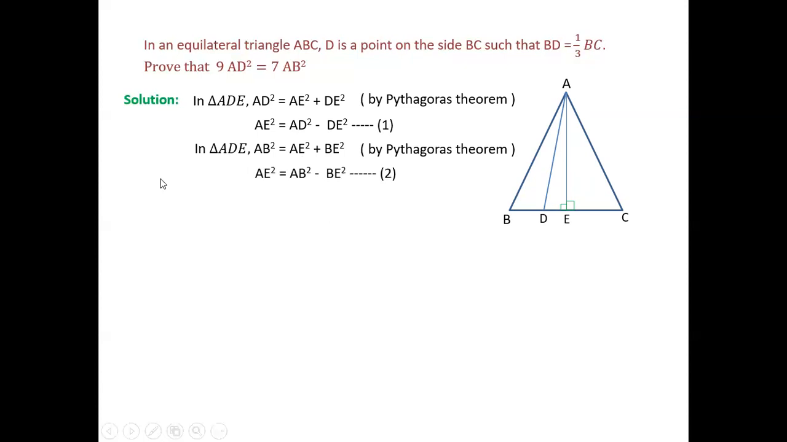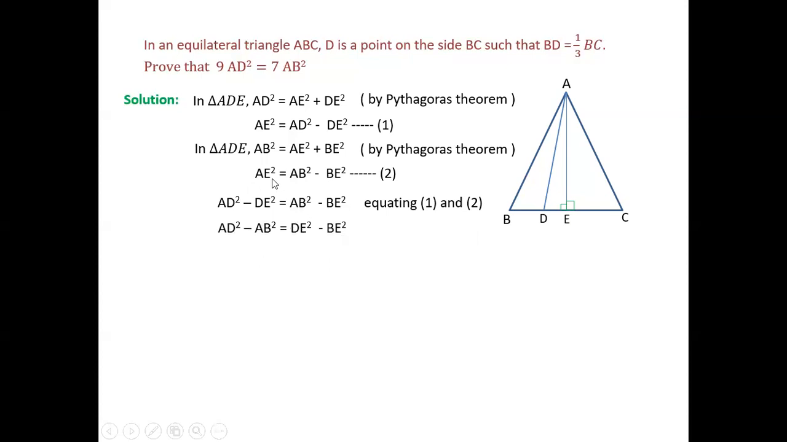Now you see these two equations. AE square is equal to this, and this is also AE square. So from 1 and 2, both are AE only. Therefore, you can equate 1 and 2. When you equate 1 and 2, what will you get? AD square minus DE square is equal to AB square minus BE square.